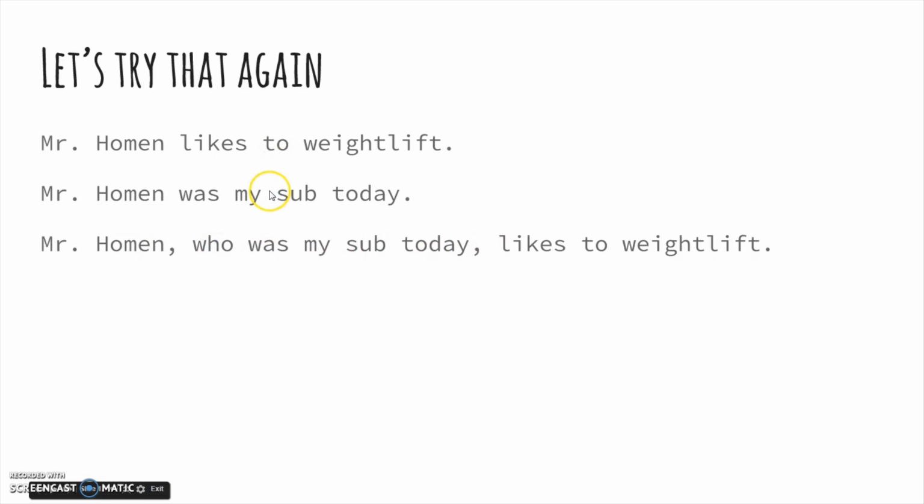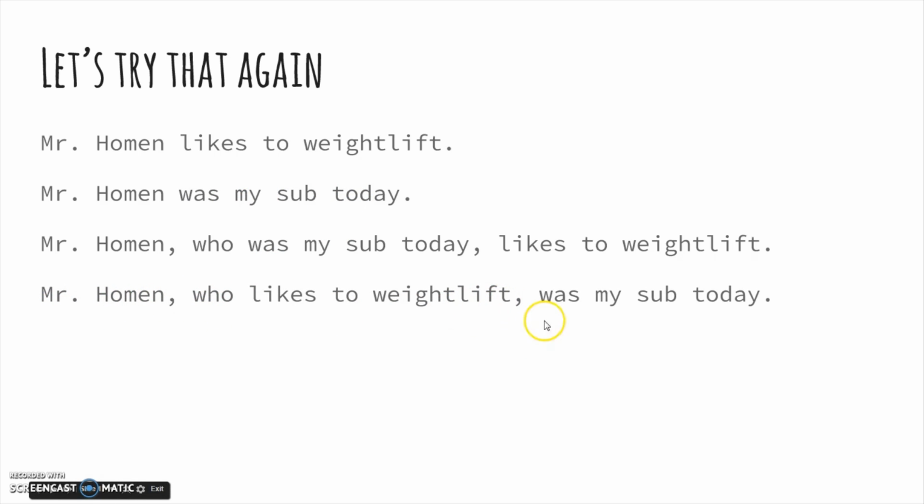Okay. Notice you can also go backwards. So in this case, we took this sentence and we subordinated it into this sentence. But you could take this sentence and subordinate it into this one by saying, Mr. Holman, stopping, who likes to weightlift, and then going to the end of the sentence, was my sub today. So notice, Mr. Holman, who likes to weightlift, was my sub today, carries kind of the same information as Mr. Holman, who was my sub today, likes to weightlift. But notice there's a difference of importance, and that's an important part of a subordinate clause: the clause that's subordinated, the sentence that gets put into the other sentence, is going to be thought of as less important.